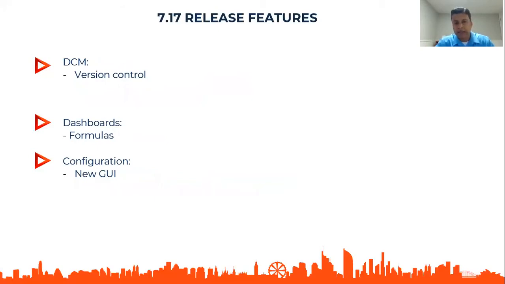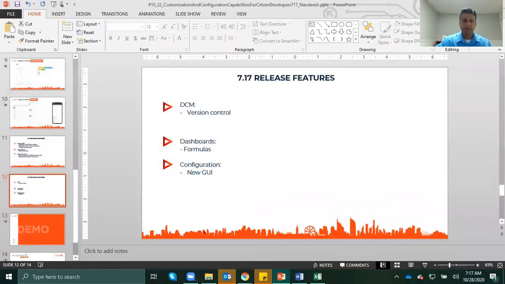The other neat thing that was done is version controlling for dynamic case management. We had that from a business process perspective, but we did not have that from DCM. That has been introduced. Now you can also do formulas within dashboards. And then finally we'll talk about configurations, on how the new interface has been done for the configurations perspective, and how you can create new objects, new packages, and then export those packages out of Creatio. So those are all the main topics that we have. So with that, I will switch over to the demonstration part.